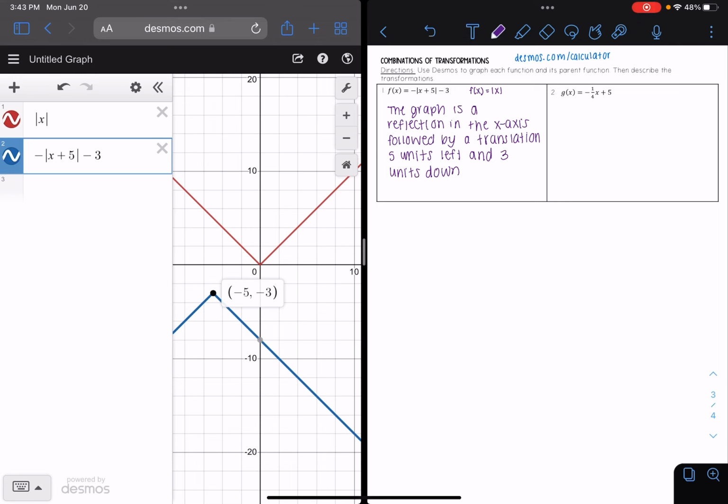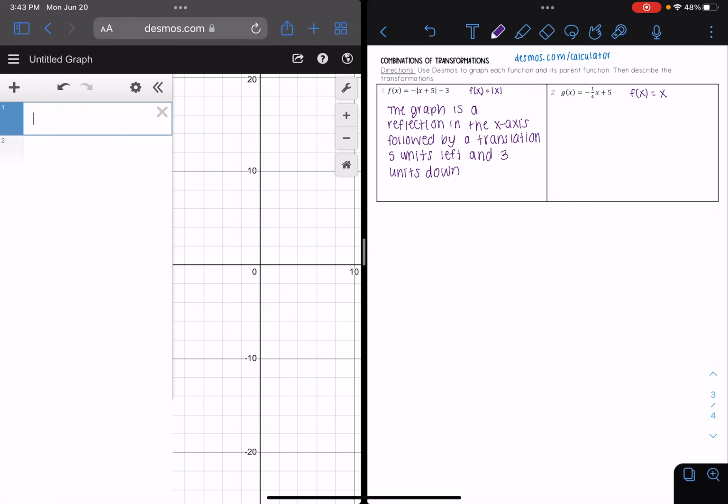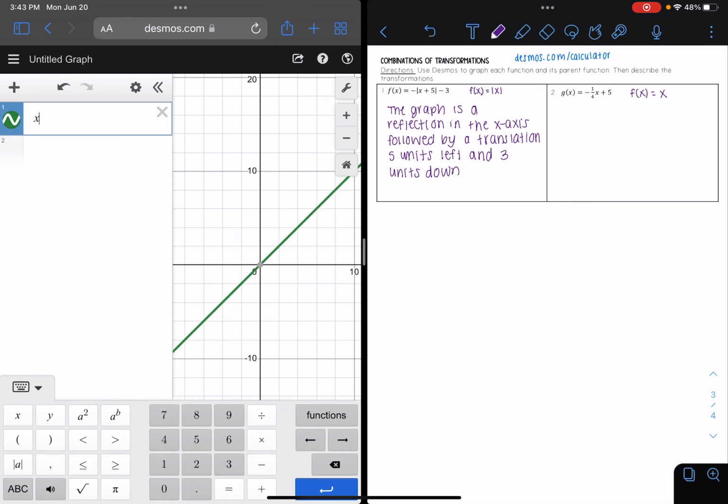Now let's look at number 2. So number 2, I have g of x is equal to negative 1/4 x plus 5. So here I have a linear function. My parent function is just going to be f of x is equal to x. So there's my parent function, and then I'm going to type in my g of x. So it's negative 1/4 x plus 5.